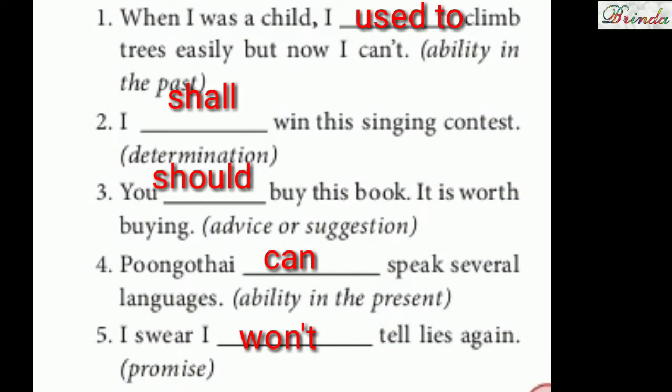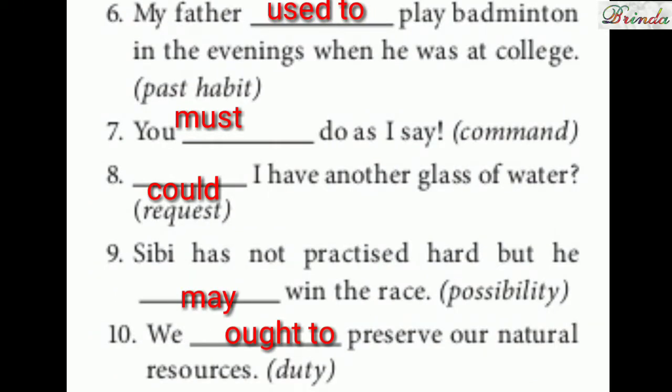I swear, I won't tell lies again. Won't is the negative form of will. Sixth one, my father dash play badminton in the evenings when he was at college. This is a past habit. My father used to play badminton in the evenings. Used to means doing something earlier in the past. Seventh one, you dash do as I say. This is a command. You must do as I say.